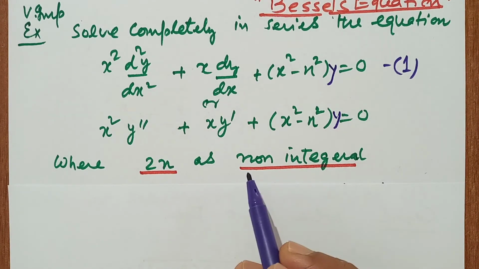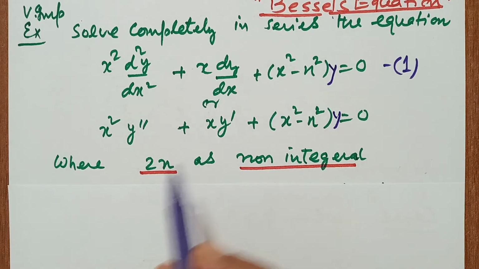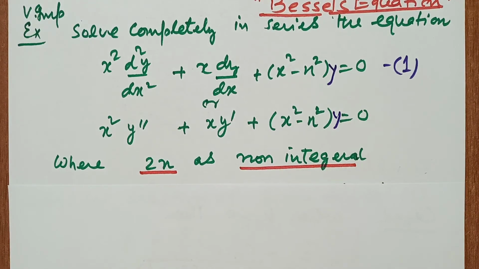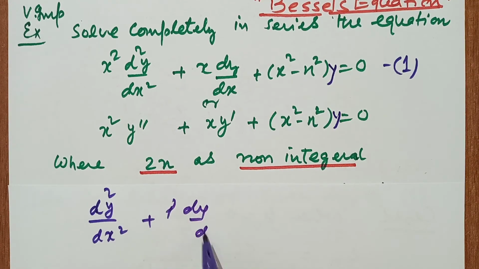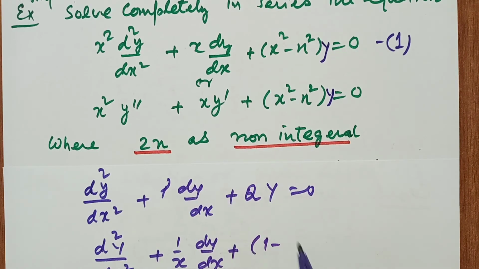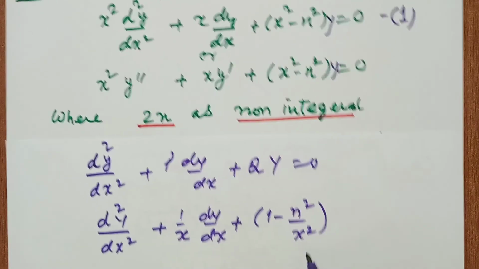Okay, so it is very important that when we solve the initial equation, we get the values of the quadratic equation, and when we get 2n, then 2n is not an integer. First we compare the given differential equation, d2y upon dx2 plus p dy by dx plus q y is equal to 0. So here our differential equation is d2y upon dx2 plus 1 upon x dy by dx plus (1 minus n square) upon x square y equal to 0.